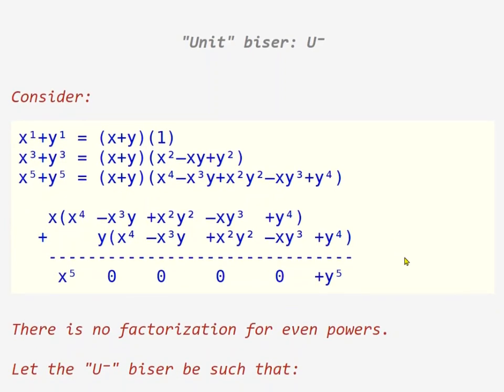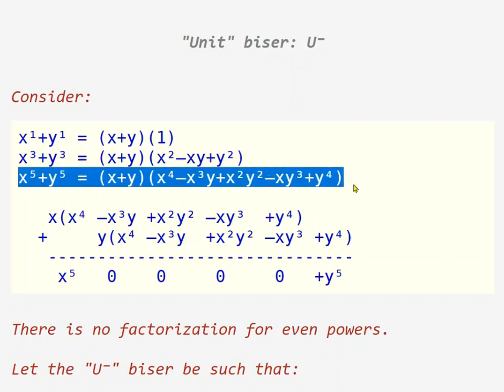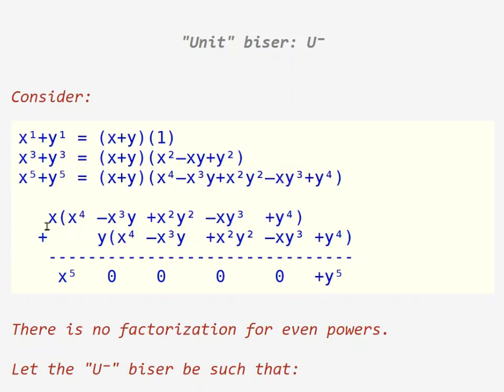Now, the unit Biser, U neg, as in U negative. You're probably familiar with this kind of expansion. X cubed plus y cubed equals x plus y times x squared minus xy plus y squared, etc. We can show this one here with a sort of long multiplication.